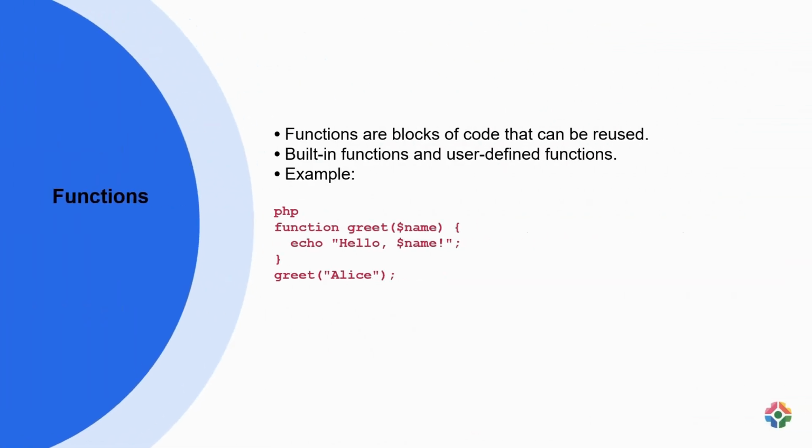Functions are reusable blocks of code in programming. There are two types of functions: built-in functions, which are predefined by the programming language, and user-defined functions, which are created by the programmer. For instance, in PHP, a user-defined function, greet, is created to display a greeting message with the given name. The function takes a parameter $name and prints out a customized greeting message. When the function greet is called with the name Alice as an argument, the output will be hello Alice, showing how the function can be reused with different values.